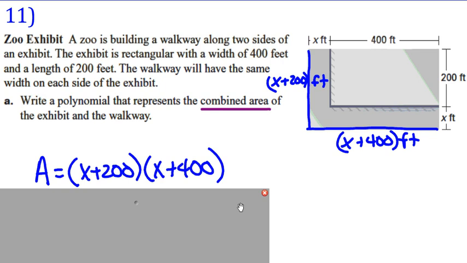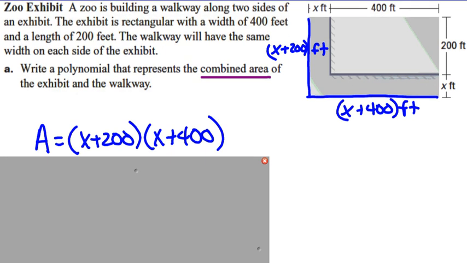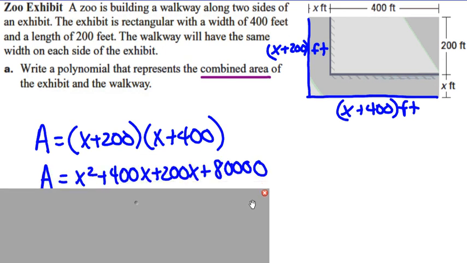So we're going to distribute like we've done in the past. So we take x times 400, 200 times x, 200 times 400 to see what results. And we end up with this. Notice again, you have some like terms that you can combine. So we could have x squared plus 600x plus 80,000.